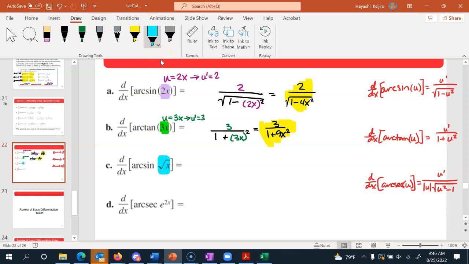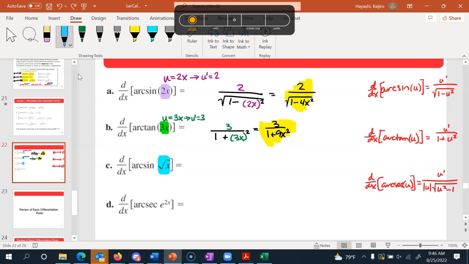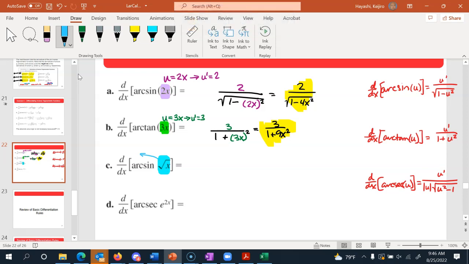We have arcsine of the square root of x. It'll be good to memorize this fact, which hopefully you would after seeing it enough times. If u is the square root of x, or in other words, x to the 1/2, that means that u prime follows the power rule. You take that power, put it to the front, so 1/2 x, and you decrease the power by 1. Now, if you have a power of 1/2 and you decrease that by 1, it becomes negative 1/2.